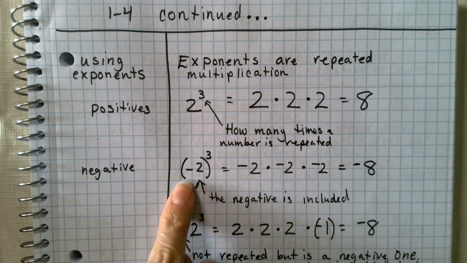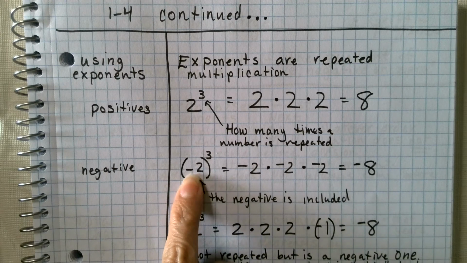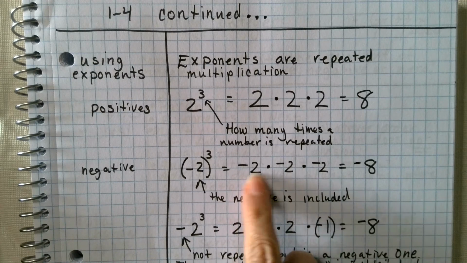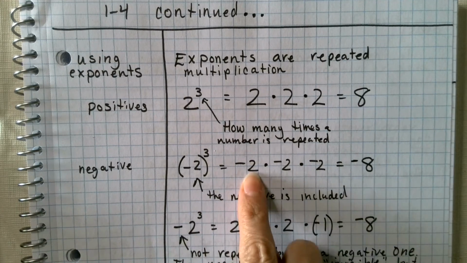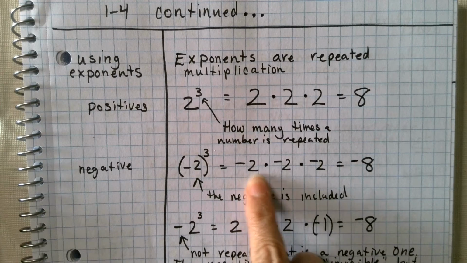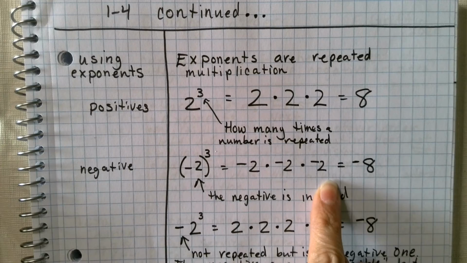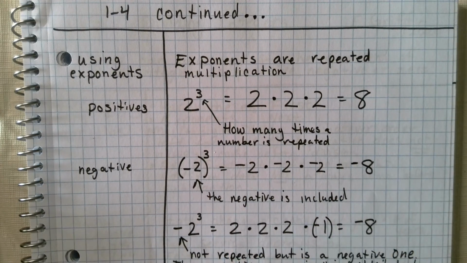If you see it where the negative symbol is inside the parentheses, then that means that negative symbol is also repeated. So in this case, it is -2 times -2 times -2, which would be -2 times -2 is +4, times a -2 will then make it a -8 if the negative is included.